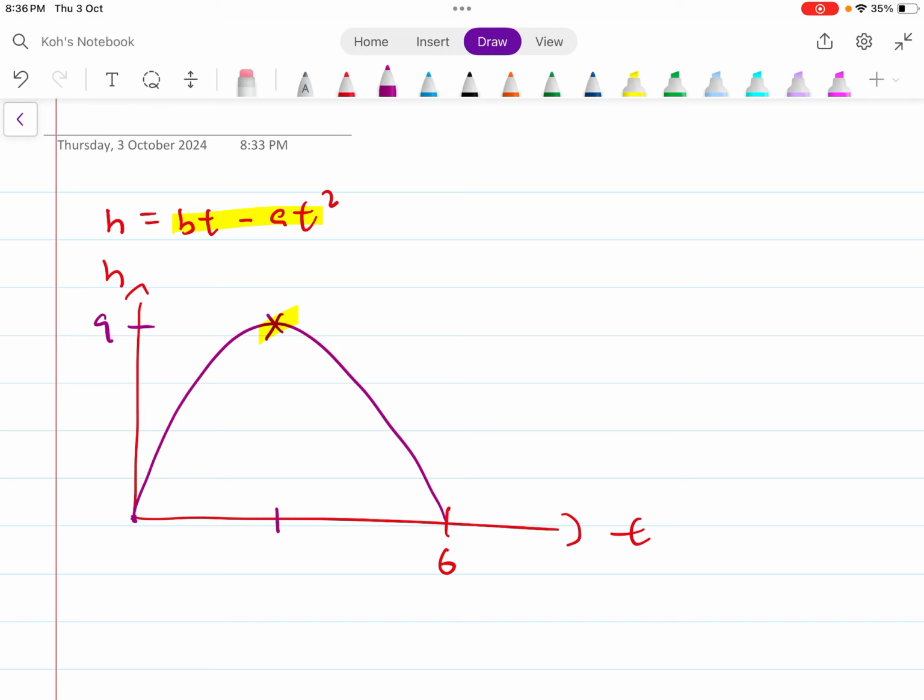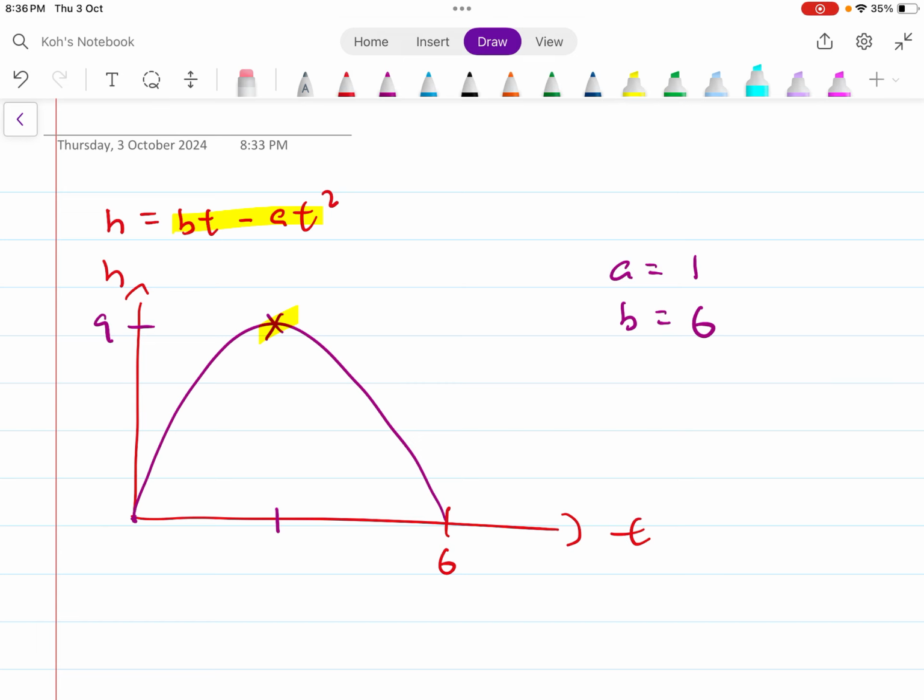They tell us that the rocket will reach a maximum height of 9 meters before descending to hit the ground 6 seconds after launching. Show that a is equal to 1 and b is equal to 6. Okay, so how do we actually do this question? Very simple. First, you sketch a graph.